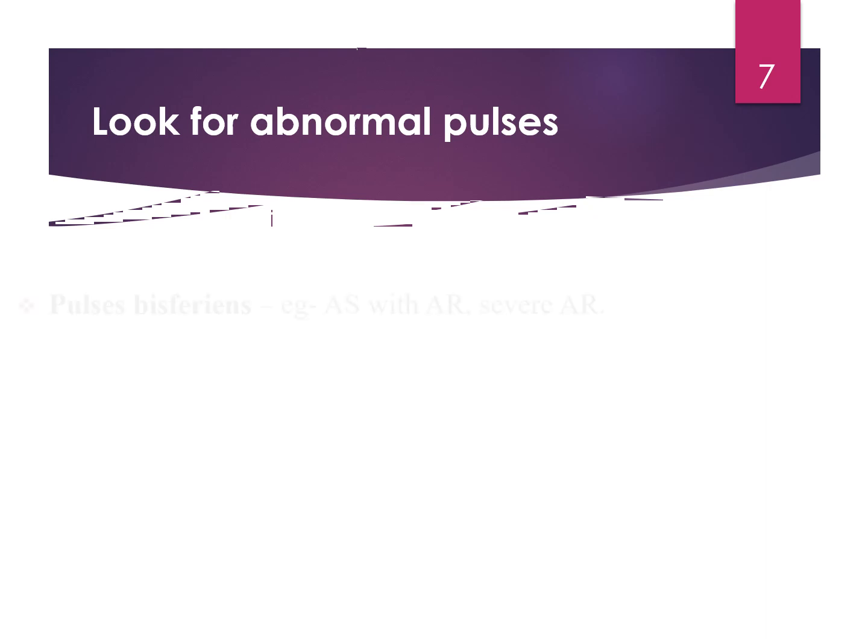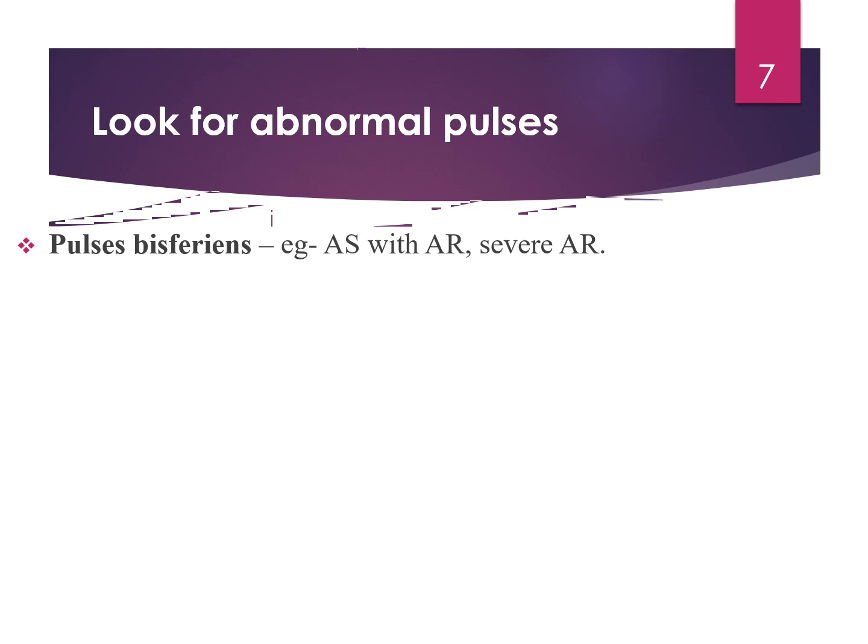From this, the most common ones, the first one is called pulsus bisferiens. Pulsus bisferiens has a double impulse during systole. So if a pulse has a double impulse during a single systole, we call it pulsus bisferiens. It might be due to aortic stenosis with insufficiency, or it might be due to severe aortic insufficiency. It can be caused by the concomitant presence of aortic stenosis with aortic regurgitation, or severe aortic regurgitation itself.